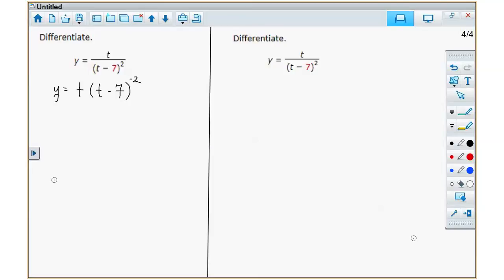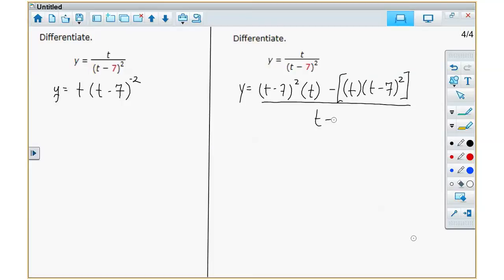That's how you can start it with the product rule. And then over here, you can just do the product rule. So t minus 7 quantity squared times the derivative of t, minus t times the derivative, over t minus 7 squared raised to the what? Second power.